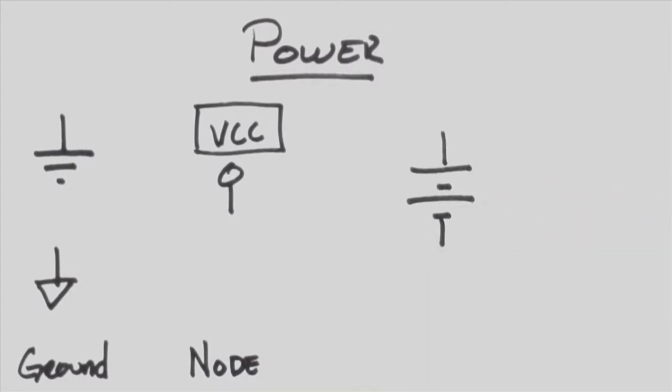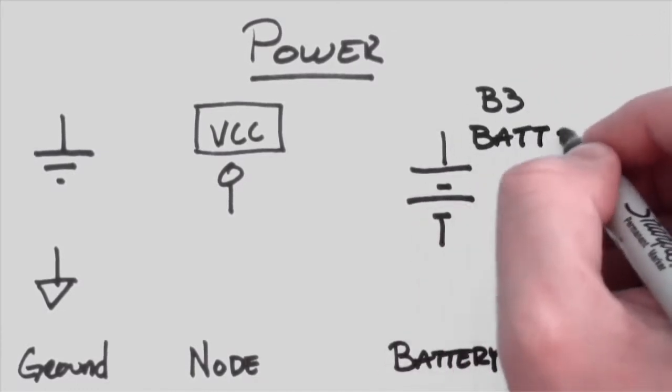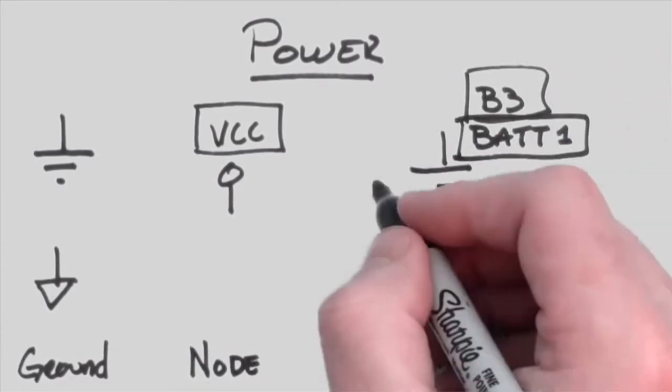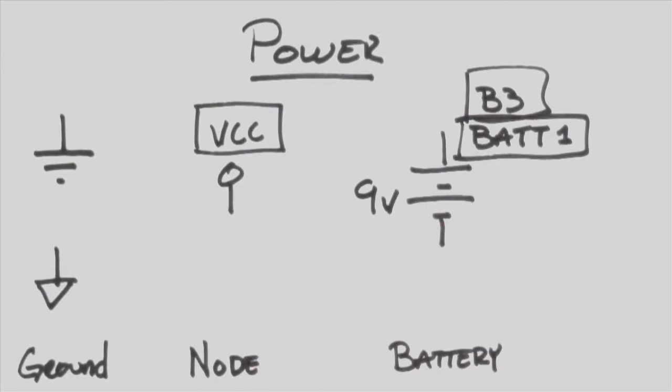Batteries are drawn using alternating long and short lines. The long line on the top indicates the positive side of the battery, while the short line on the bottom indicates the negative side of the battery. The designator used is usually the letter B or the letters BATT, followed by whatever number it is in the circuit, as well as the voltage of the battery.